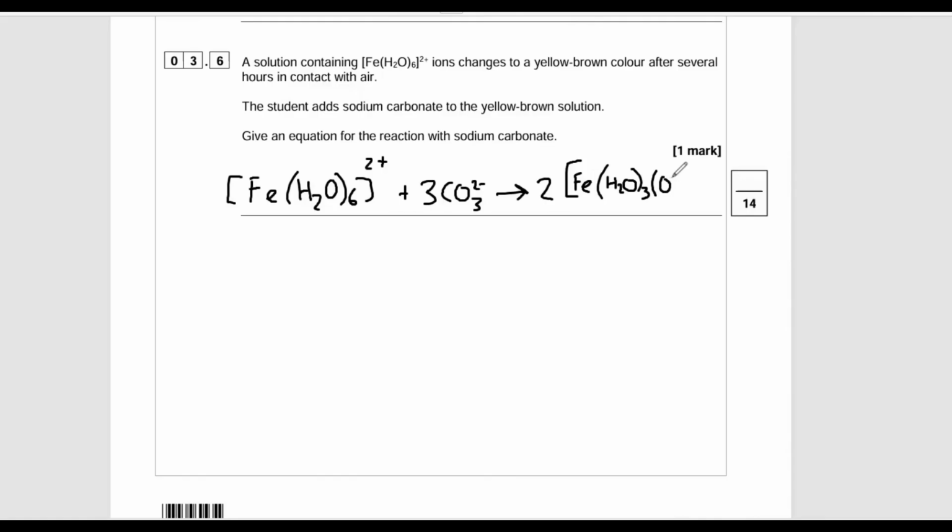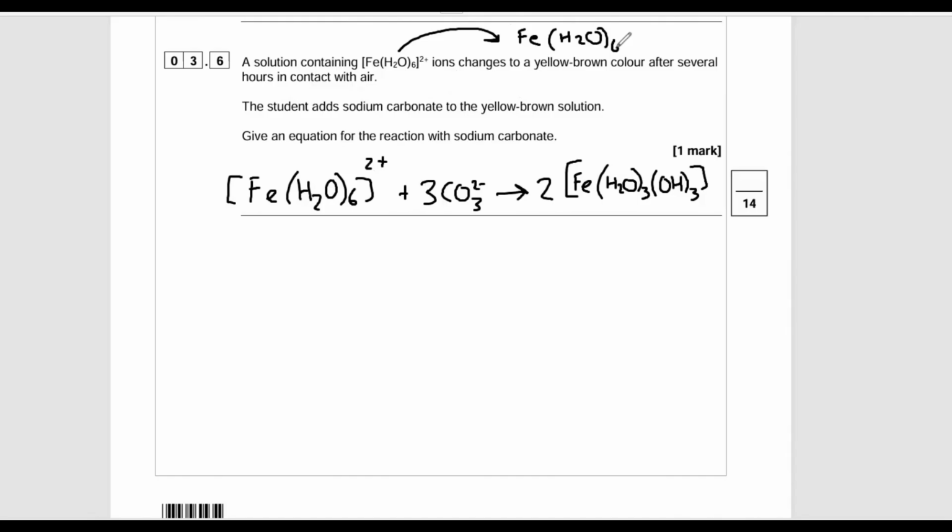Okay, so the hexaaqua iron 3+ ions are added to carbonate ions, and what we get formed is over here on the right hand side of the equation. And of course, that has a brown, oh look, I forgot in my equation to put 3+, I put 2+. What an idiot.